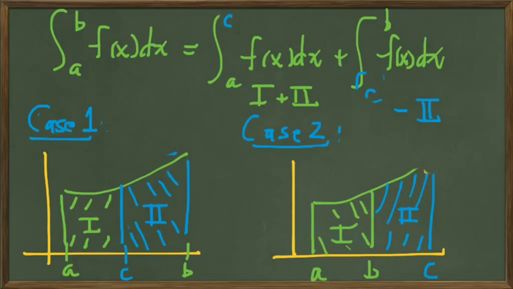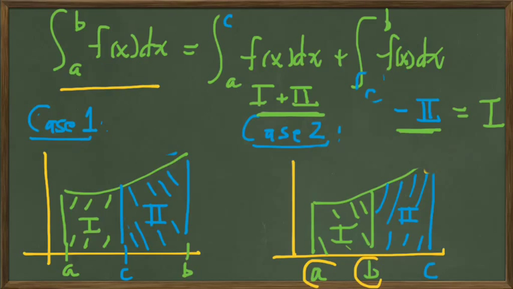So if we combine this 1 plus 2 with this minus 2, we see that area 1 is the only thing that remains, and the area of region 1 is what? From a to b, right? The area of region 1 is from a to b, and so that gives us our result, the left side.